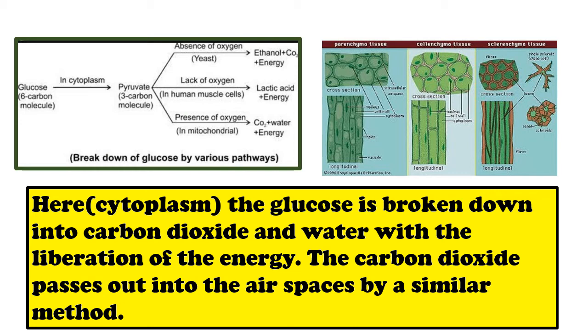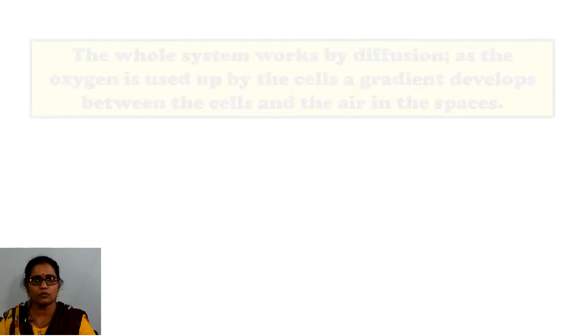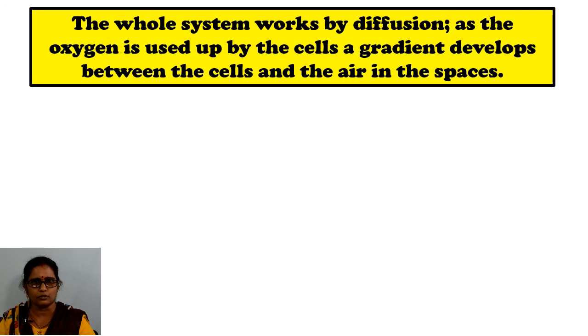That is, once again the carbon dioxide enters from the cells into the air space by being dissolved in the water film, and it moves to different parts of the plant and finally it moves out through the stomatal opening. So this whole system actually works by the principle of diffusion, and as the oxygen is used up by the cells in respiration, a gradient develops between the cells and the air in the spaces. That means there is a difference in the concentration of oxygen inside the cells and outside the cells.